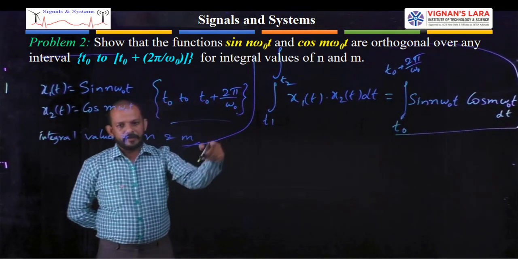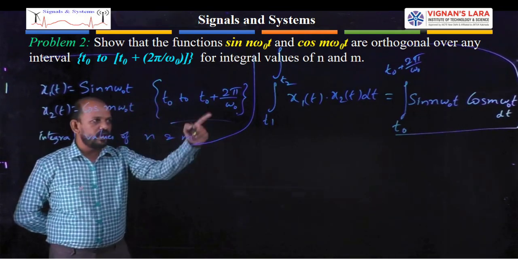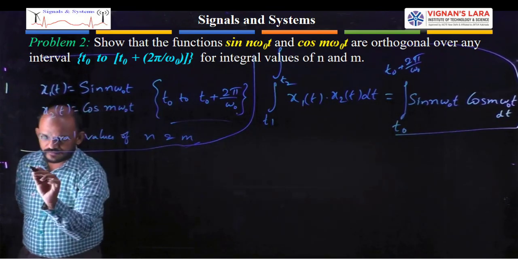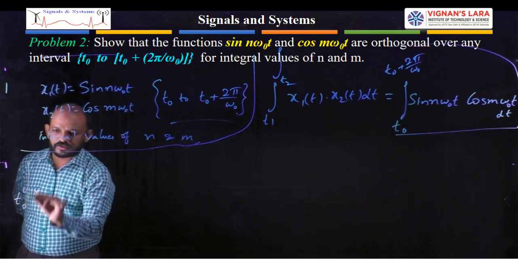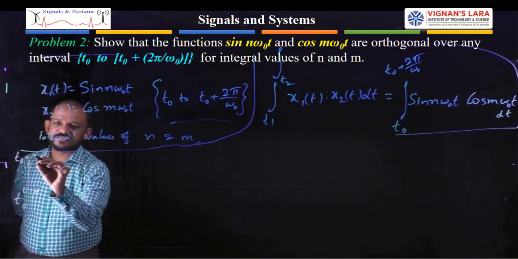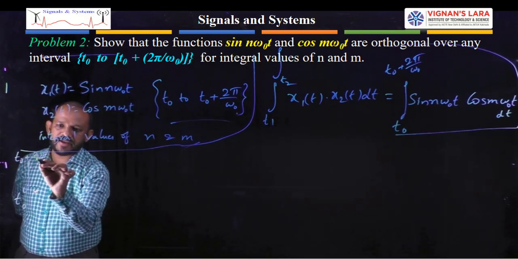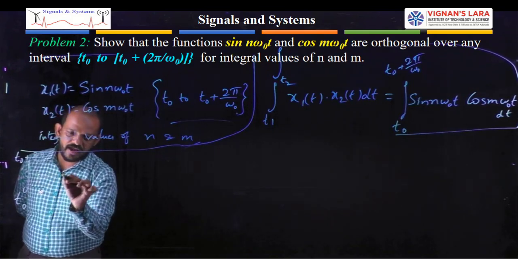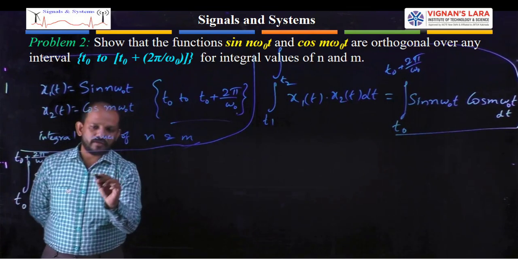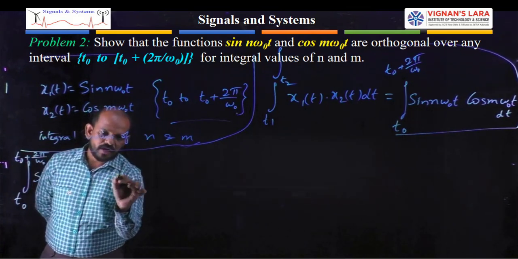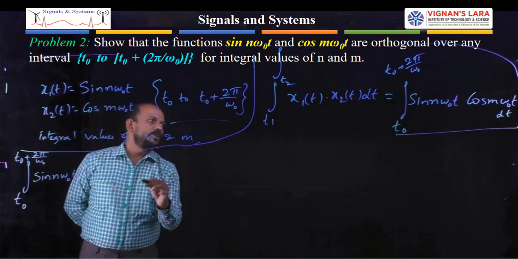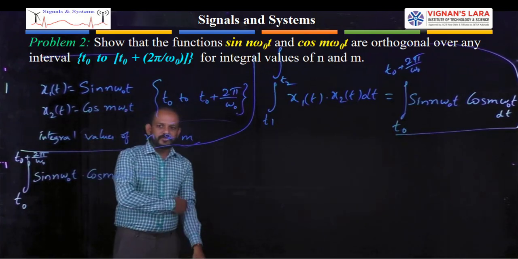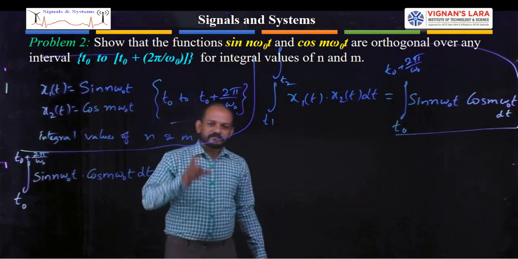So I am writing that again here for your clarification. I have to find out the value of that one. What is that one? The integral from t naught to t naught plus 2 pi by omega naught of sine n omega naught t into cos m omega naught t dt. So we have to find the value of this one. For this we need the trigonometric formulas.